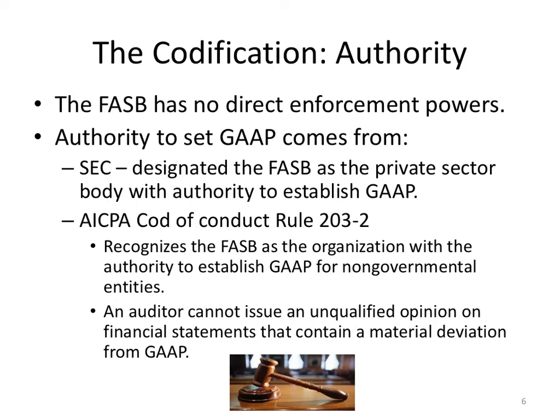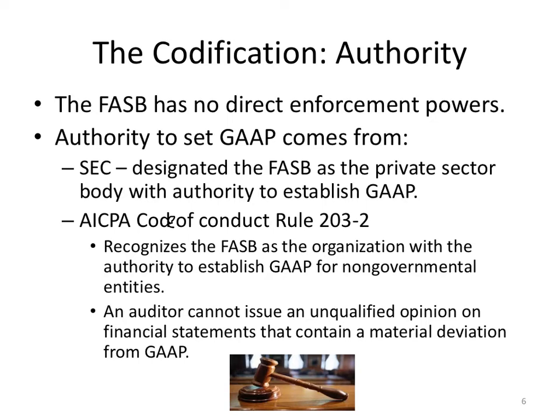As a private entity, the FASB has no direct enforcement powers, and it's always a problem if you have the rulemaker having no authority to enforce or demand compliance with the rules. The authority the FASB has is essentially delegated from two sources: the SEC, which has designated the FASB as the private sector body with authority to establish GAAP, and the AICPA Code of Conduct Rule 203-2.